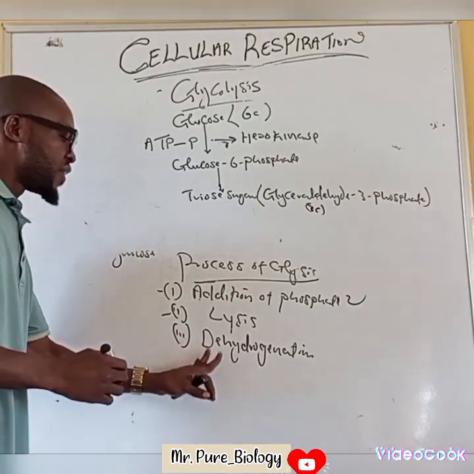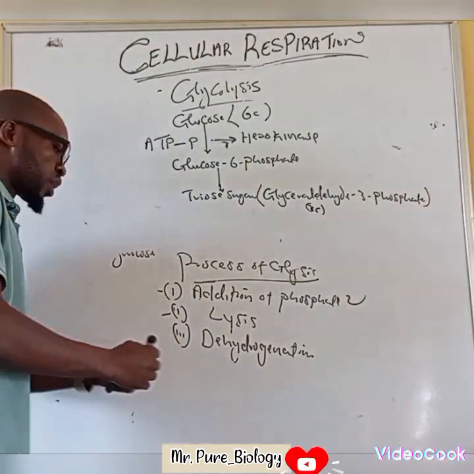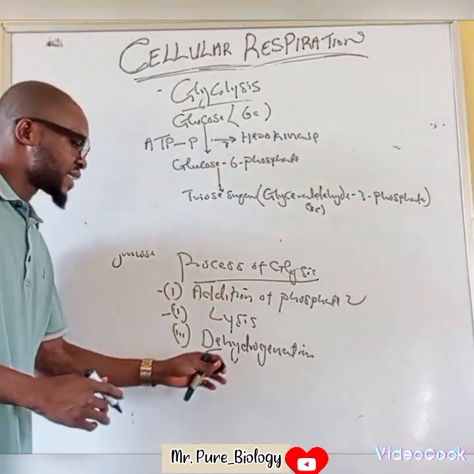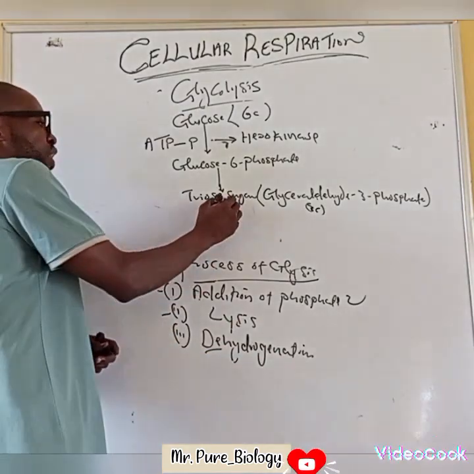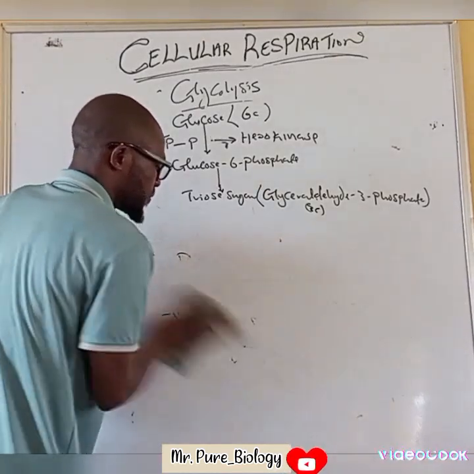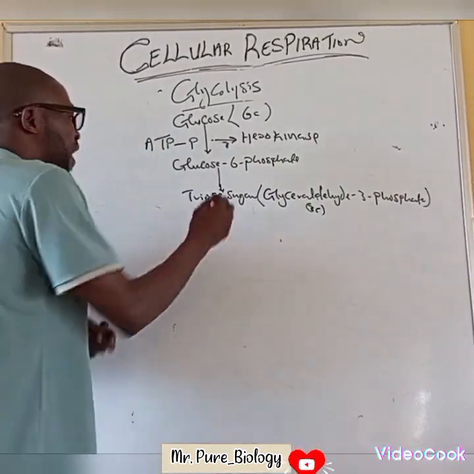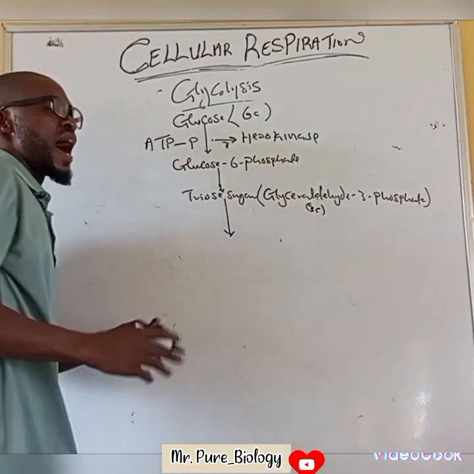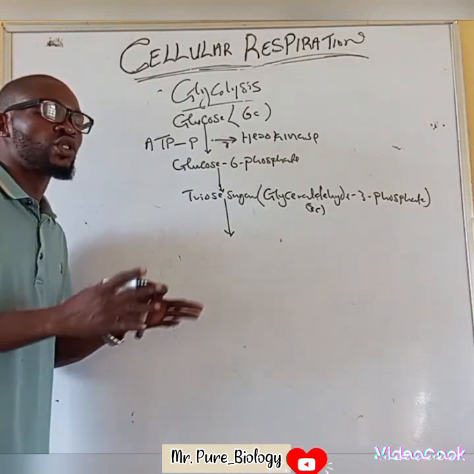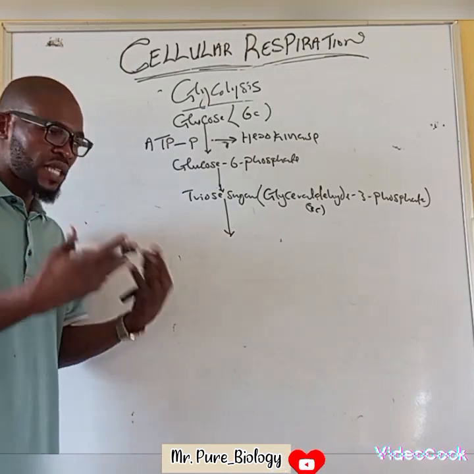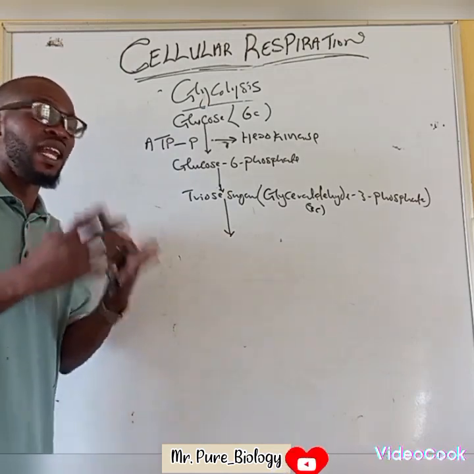The next thing now is dehydrogenation. When we talk about dehydrogenation, the D simply means removal. That is removal of hydrogen. So there will be removal of hydrogen now from the triose sugar. And what will now remove the hydrogen? There is something called hydrogen acceptor. We call it hydrogen carrier, or at times we refer to it as electron carrier.